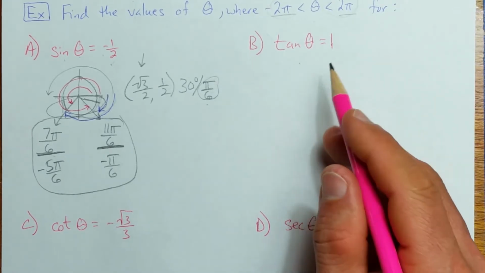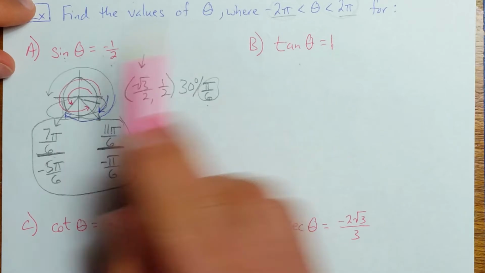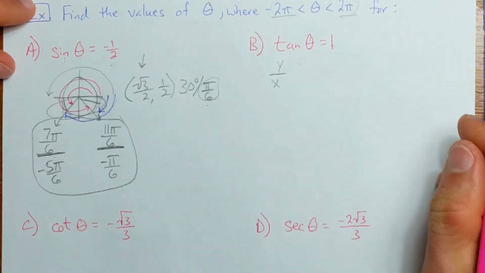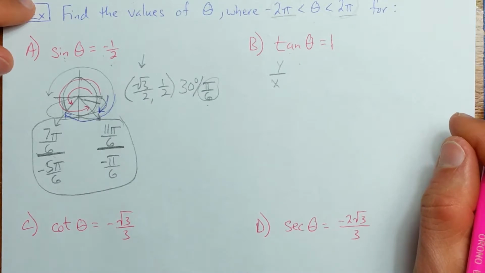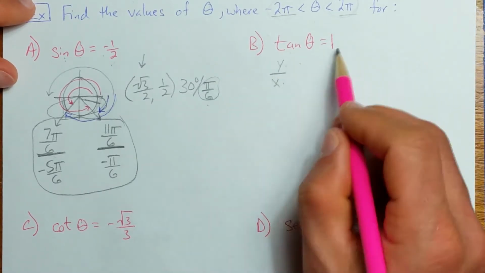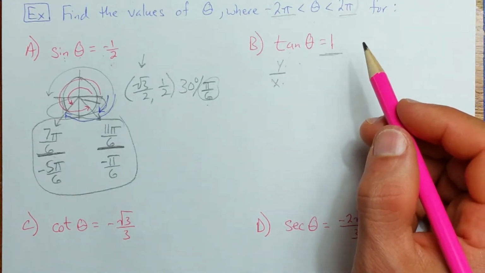Alright, on to letter B. Now they start to get a little bit more tricky. Instead of giving you just a y value, I'm giving you tangent. Remember what tangent is, it's y divided by x. And again, this requires me to remember stuff on the unit circle. If I take y and I divide it by x and I get 1 for an answer, there's only one way for me to get 1. I have to divide the exact same numbers.